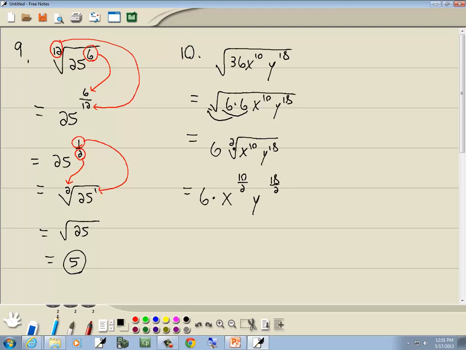Again, whatever your index is goes in your denominator. Whatever power is on the particular variable is what goes up on top in the numerator. After I do that, 10 divided by 2 is 5, so this becomes x to the 5th. And 18 divided by 2 is 9, so this becomes y to the 9th. And that's my answer.